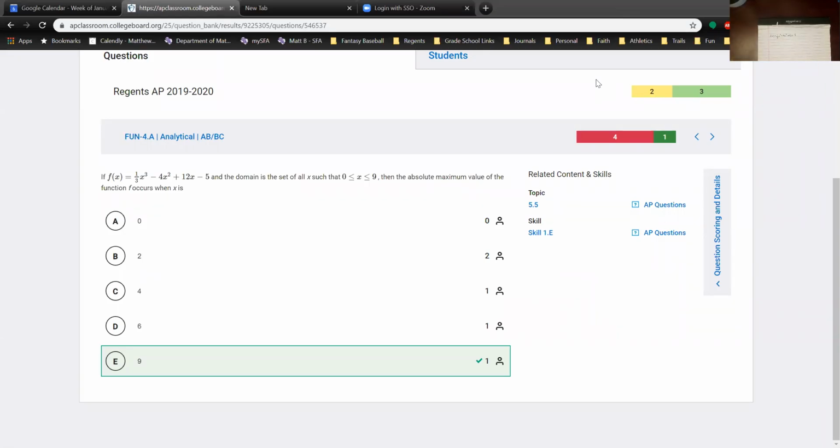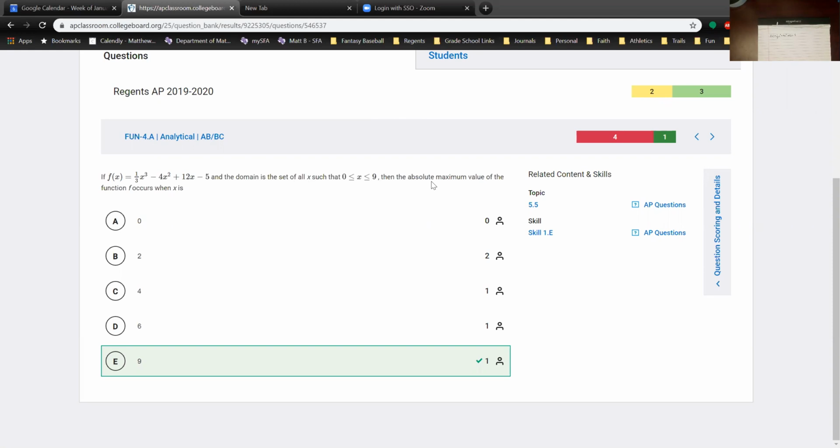Okay, in this one, we're given a function explicitly as a polynomial, and we're given that the domain of the function is only between 0 and 9. It's a closed interval, and the function is continuous. And we're going to be asking, where does the absolute maximum occur?